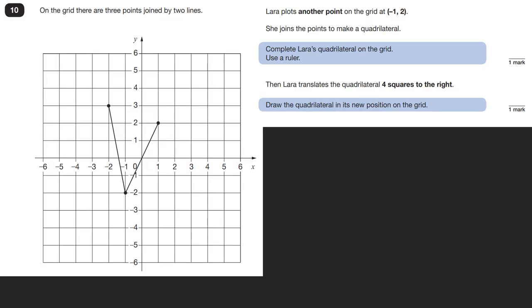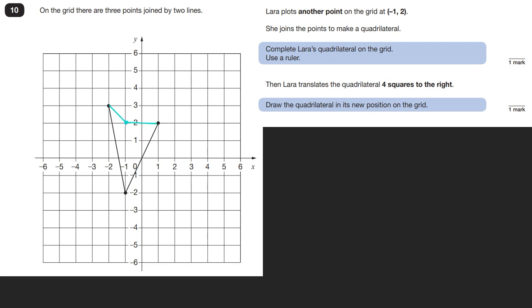Question number 10. On the grid, there are 3 points joined by 2 lines. Lara plots another point on the grid, -1, 2. She joins the points to make a quadrilateral. Complete Lara's quadrilateral on the grid. Use a ruler. So -1, 2 means somewhere here. And I'm going to use my straight line tool. So connect here and connect here.